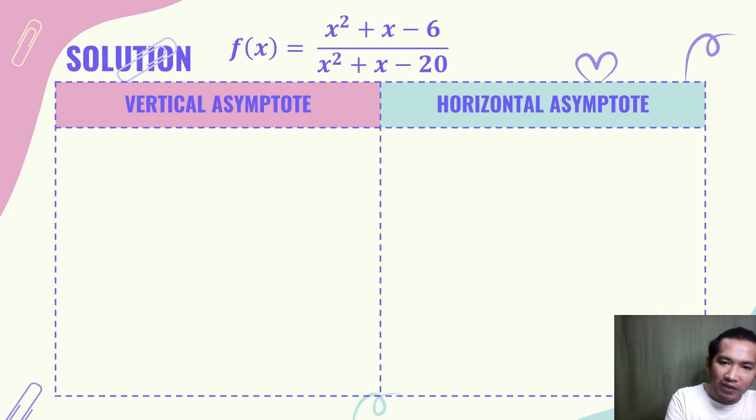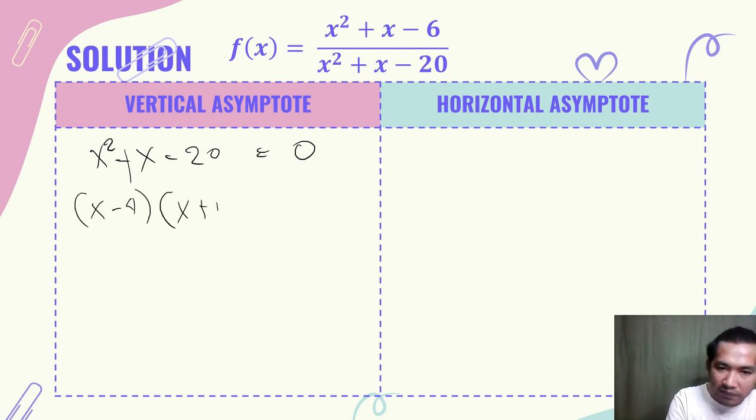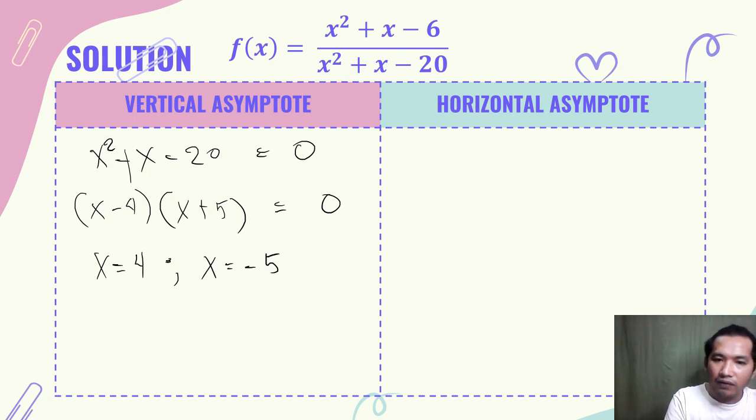And let's solve for the vertical asymptote. We will equate the denominator of the function to 0. And that is x squared plus x minus 20 is equal to 0. x squared plus x minus 20 is factorable. And its factor is x minus 4 multiplied by x plus 5. We will now have two values of x, and that is x is equal to positive 4 and x is equal to negative 5. That is our vertical asymptote.